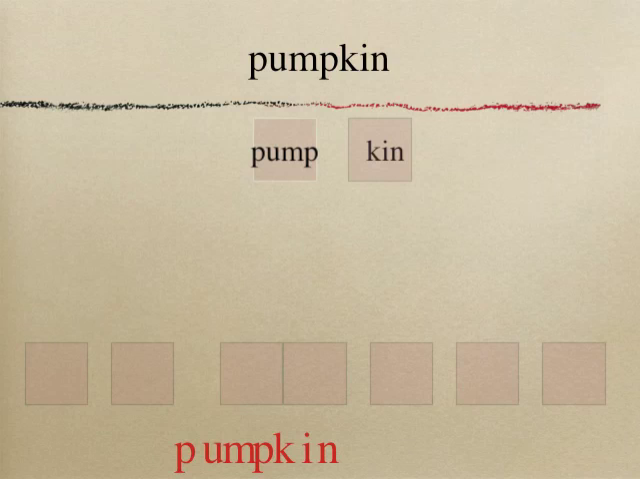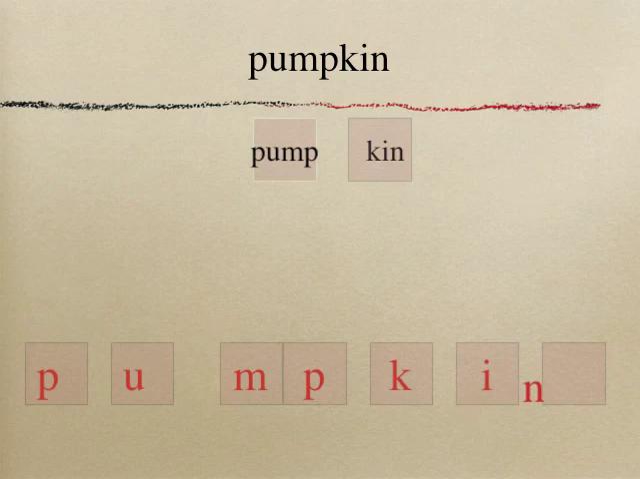And in this case, it's still a blend. So we go down below, P, m. There's that P. K. I. N. P, M, K, I, N. Pumpkin.